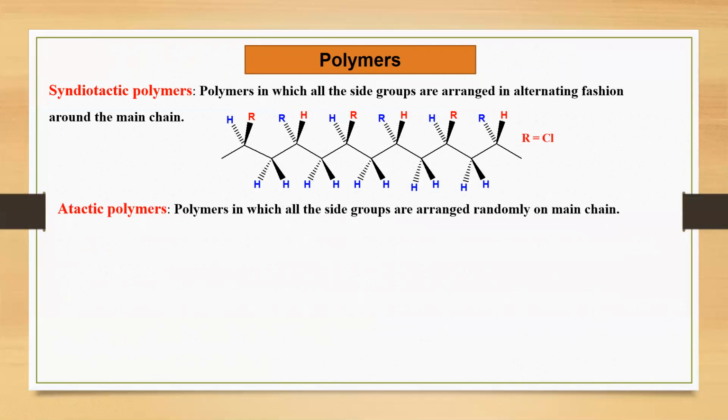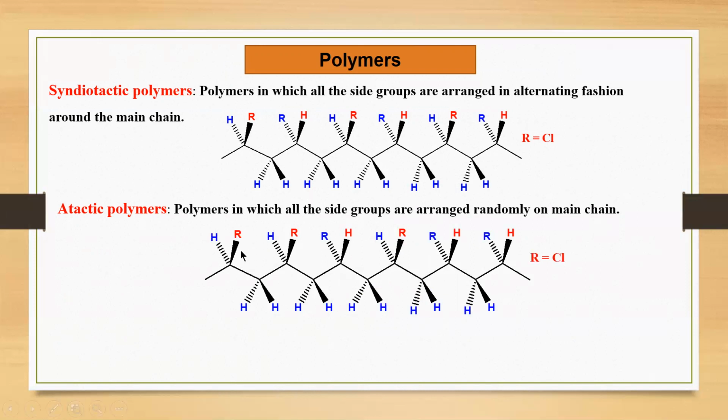In the case of atactic polymers, there is no fixed arrangement. There is no fixed order, neither on the same side, nor in an alternating manner. Rather, the side groups are arranged randomly on the main chain. As we can see here in this wedge and dash model, taking the example of PVC, this R group, that is the chlorine atom, is on the wedge bond, then again on the wedge bond, then dash, then again wedge. So there is no fixed order.